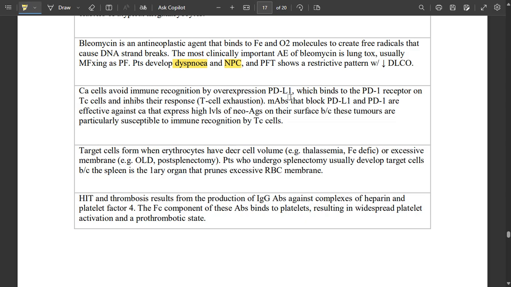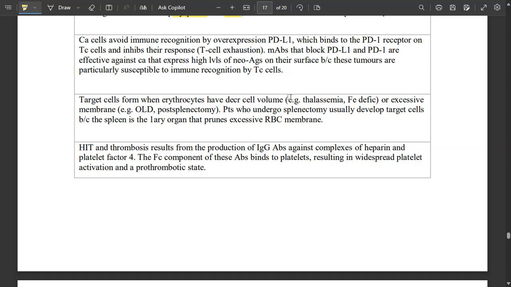Cytotoxic T cells and inhibit the response, T cell exhaustion occurs. Monoclonal antibodies that block PD-L1 and PD-1 are effective against carcinomas that express high levels of neoantigens on the surface, because these tumors are particularly susceptible to immune recognition by cytotoxic cells. This was already understood. Next point is about target cells.